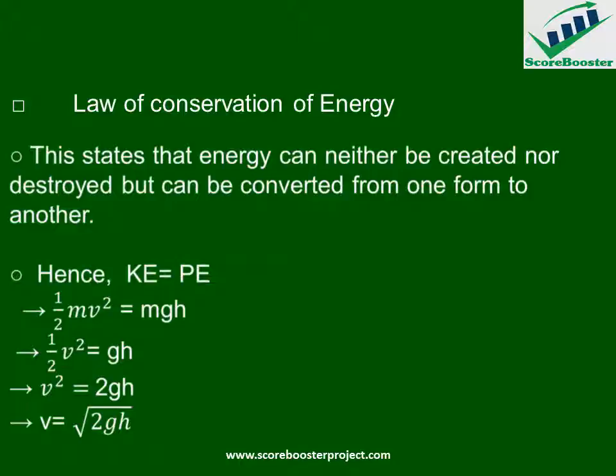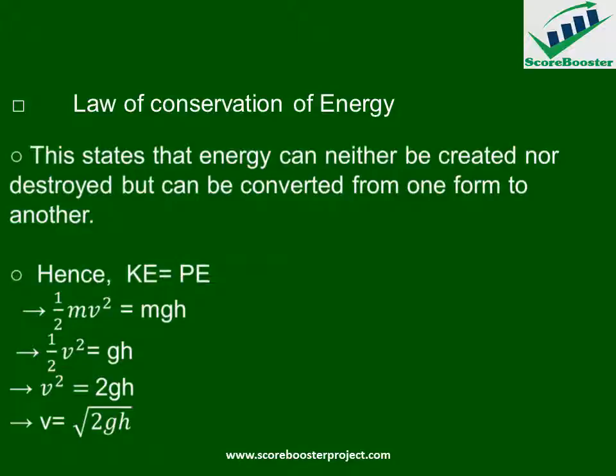If you follow this rule, that means kinetic energy can be converted into potential energy. Hence, KE will be equal to PE. Now, let's recall that KE equals half mv square, while PE is equal to mgh. Therefore, half mv square equals mgh. In both, we have m. We can cut it out. When we cut out m, we'll be left with half v square equals gh.